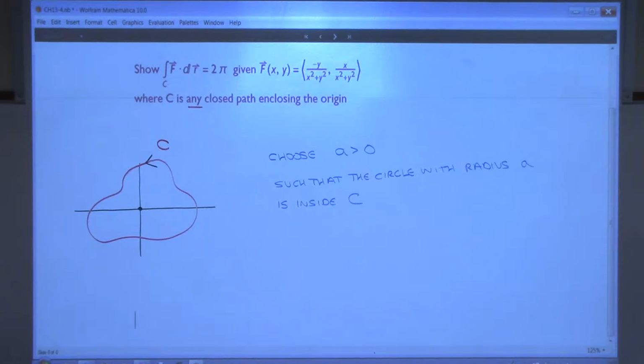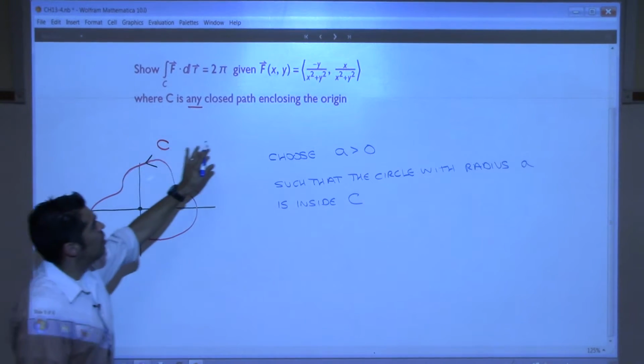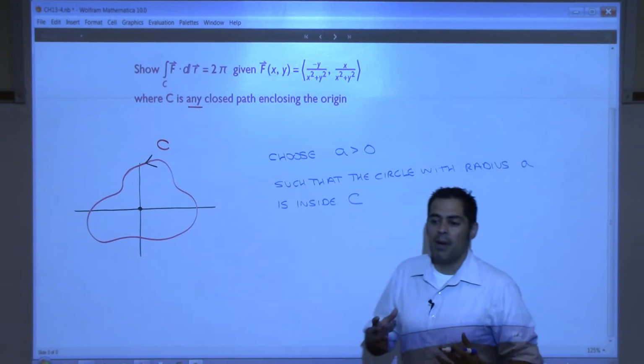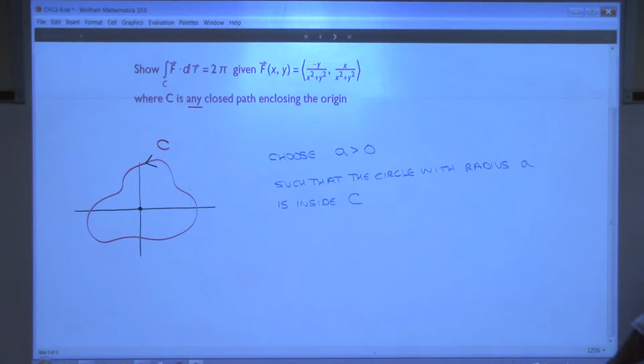What if it's on the curve, or the curve goes through the origin? Okay, that's why it says it encloses the origin, and what we mean by that is that it is not on the curve itself. It doesn't say it explicitly, but just so we understand, that's what they mean. If the origin lives on the curve, that's a different story.